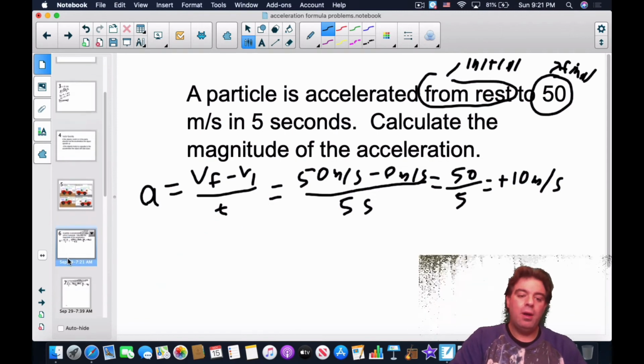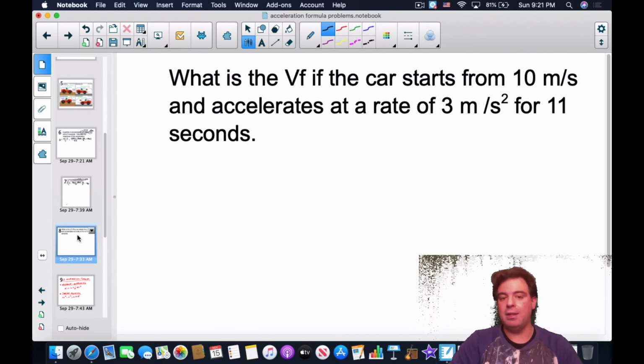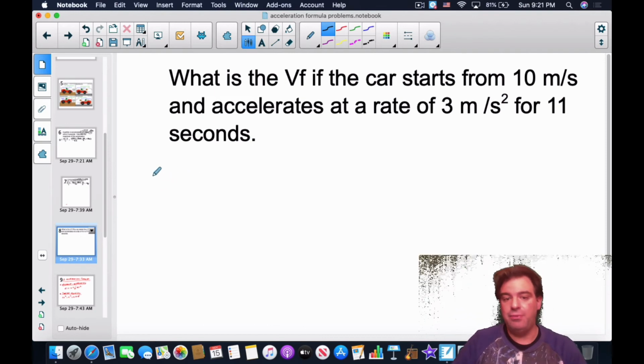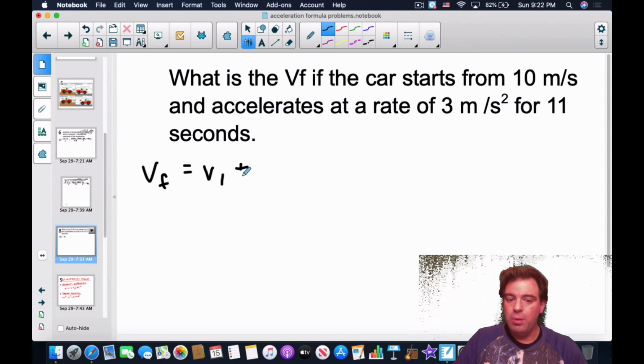So now let's see a third type of problem. What is the velocity final if this car starts from 10 meters per second and accelerates at a rate of 3 meters per second squared for 11 seconds? Notice what they're asking us here. They're asking us for velocity final. So which formula should we use for this one? Well, we should use the modified acceleration formula that is already solved for velocity final. That's going to be velocity initial plus acceleration times time.